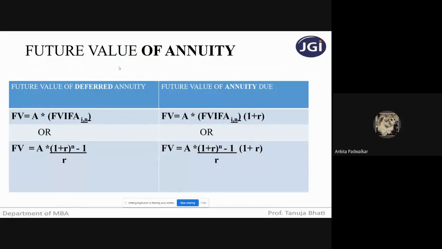Yes? Yes, ma'am. Now, one more thing, students. It is not necessary that in your exam they just ask you for future value. They can give you a problem in such a way where future value may be given, but they may ask you for what the cash flow is.